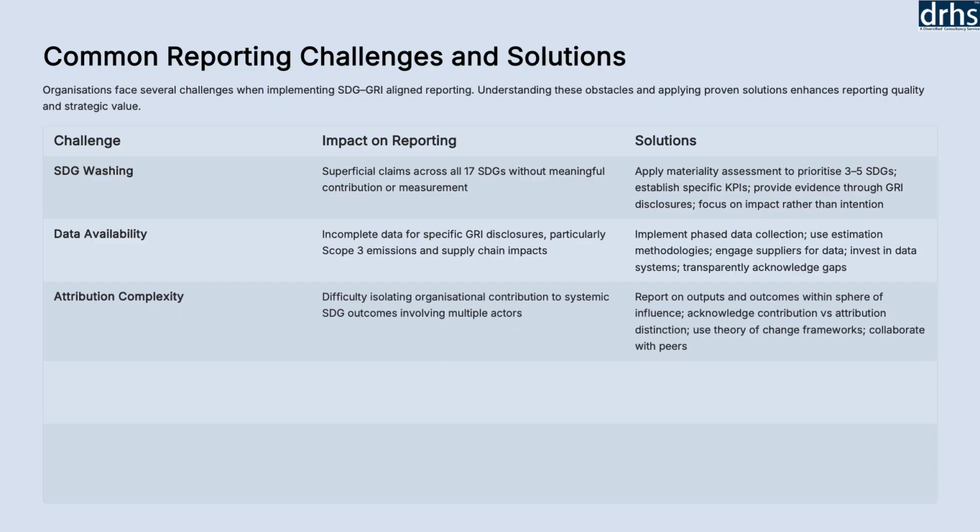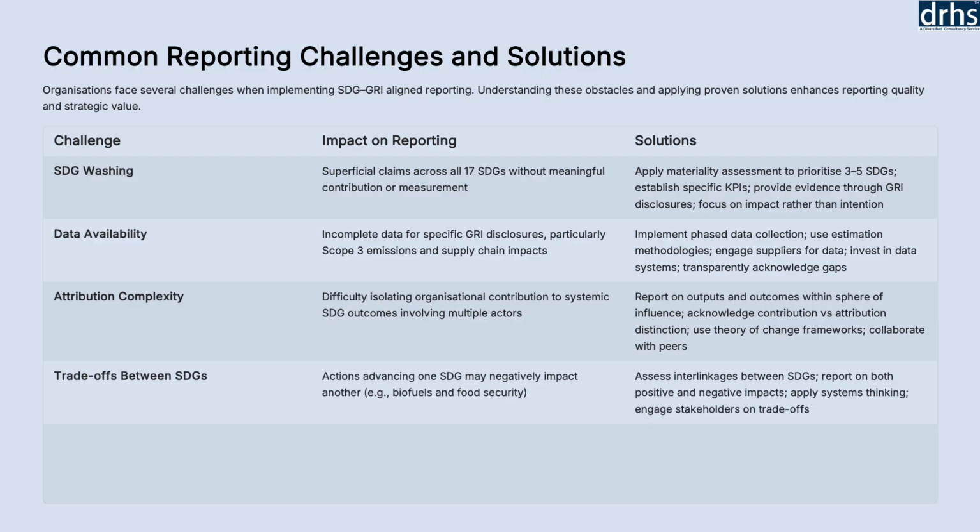Attribution complexity. SDG outcomes often result from collective action, making it difficult to attribute impacts to a single organization. Attempting to claim direct causality can lead to overstatement or misrepresentation. Best practice is to adopt a contribution-based approach, supported by a clear theory of change, transparent assumptions, and partnerships. Reporting should distinguish between inputs, outputs, and outcomes, and clearly explain the organization's role within broader systems.